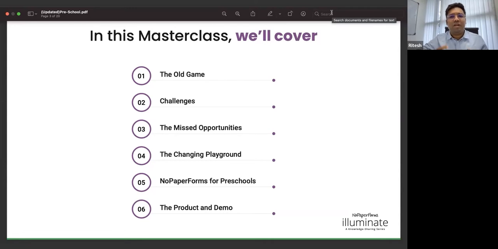For any business, it is really important to understand what kind of existing ecosystem we have. And being in that existing ecosystem, what are the challenges that the stakeholders face? Be it the owner, the counselor, the admission manager or the callers, what sort of challenges do they face in this process? And when we struggle with the challenges, it is obvious that we will miss opportunities. So we are also going to highlight those missed opportunities. And of course, it is very important to see how the playground is changing. So we have segmentized this as the changing playground.